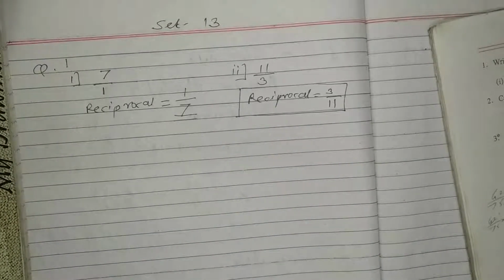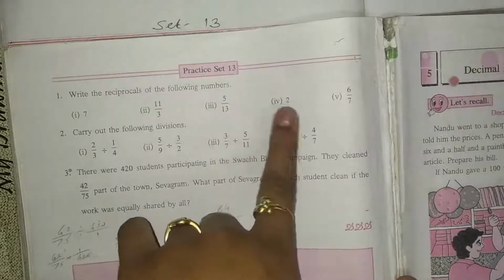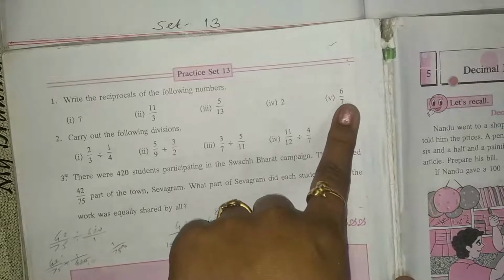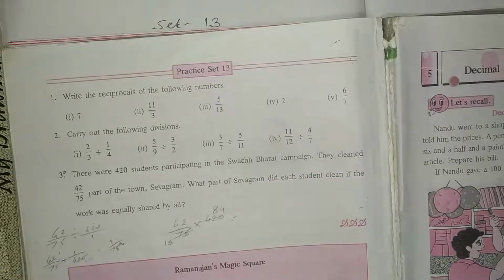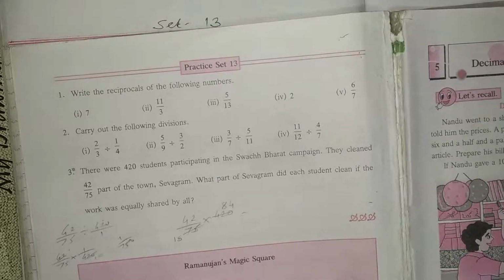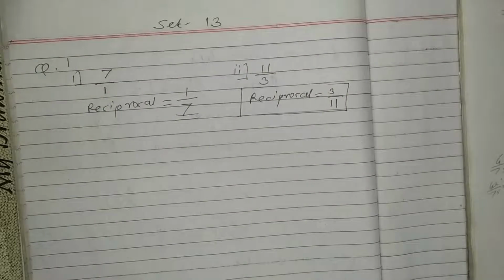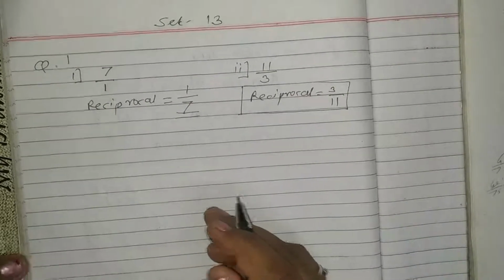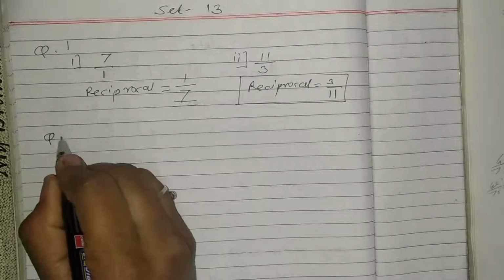Very easy step. Please complete the remaining 3 problems as homework, which are here. Those who don't have the textbook, just see your problems: 5 upon 13, 2, and 6 upon 7. So this you complete as homework. Now carry out the following divisions. Question number 2. We'll see how to solve, student. Please pay your attention properly here. Question number 2.